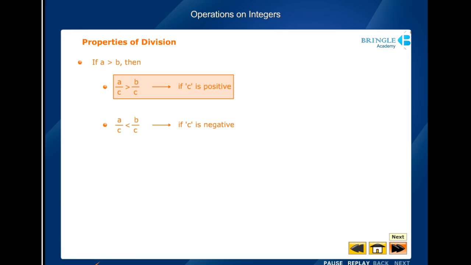Consider integers 27, 9 and 3. 27 is greater than 9. 27 divided by 3 is equal to 9. 9 divided by 3 is equal to 3. 9 is greater than 3 since 3 is a positive integer.